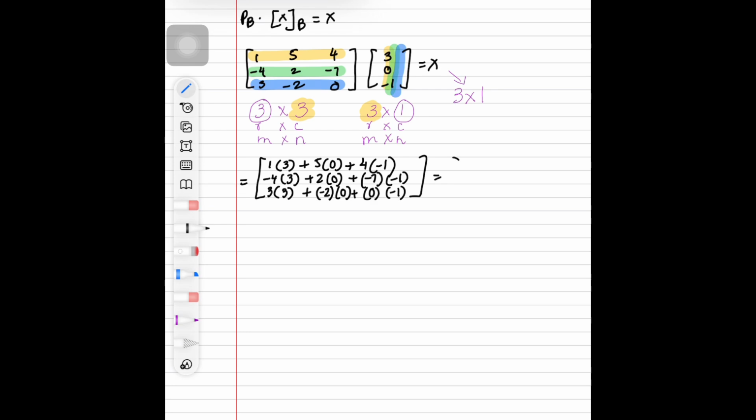This whole thing is equivalent to 1 times 3 is 3 plus a 0 minus 4, and we have -12 plus 0 plus 7. We have 9 plus 0 plus 0, and this is equivalent to 3 minus 4 is -1, -12 plus 7 is -5, and 9 as is. This is our final answer, and it is correct.